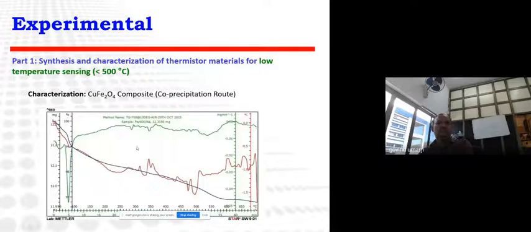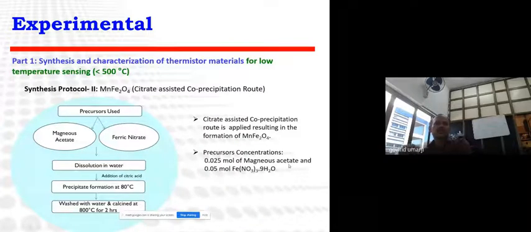Celsius. It needs to be stable. At least it is degrading. That means it's not stable. So we followed another protocol, the manganese ferrite based one.